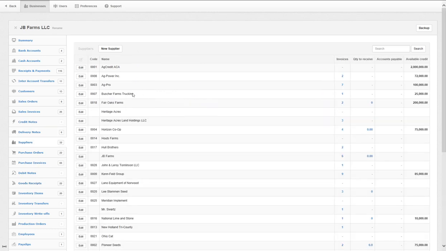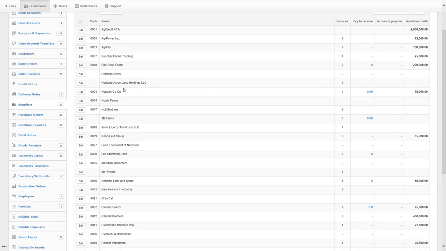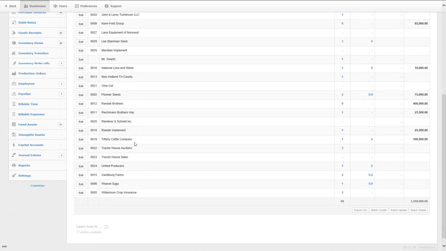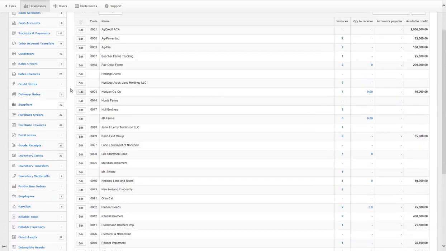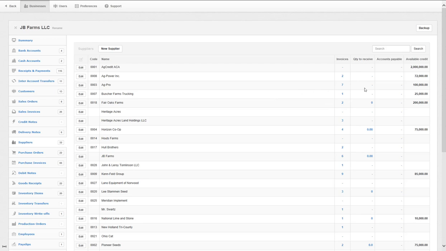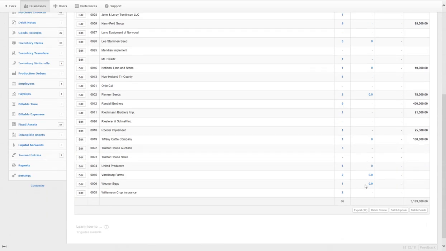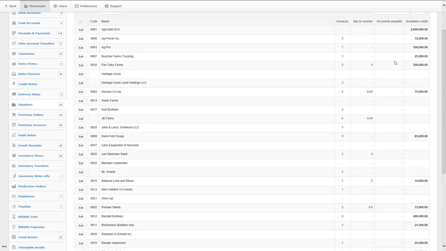Then you have your suppliers list. Again, these are all who I get things from on my farm. And it keeps track of all the invoices for each one, quantity that you have yet to receive from them, or if you have an account payable to them, and what your credit is for them available.